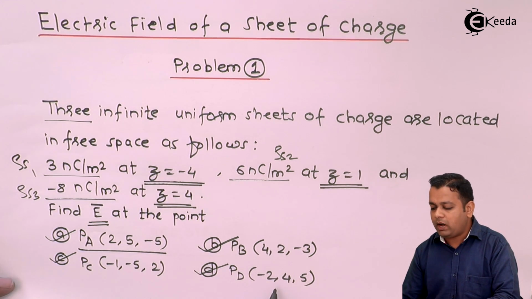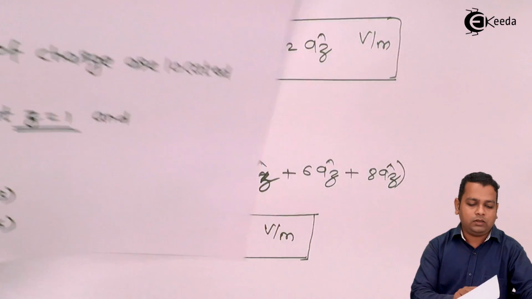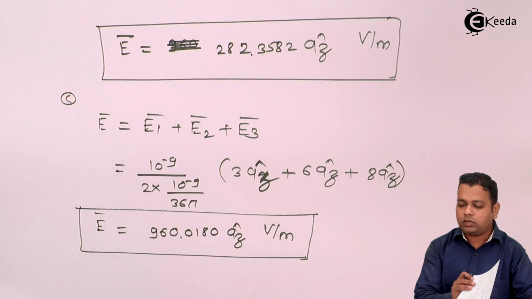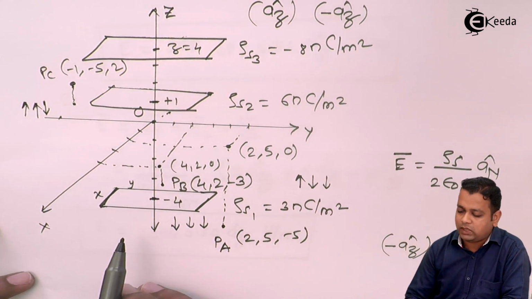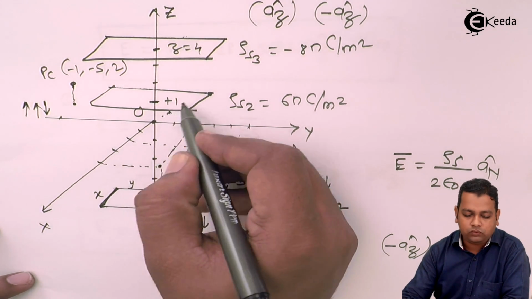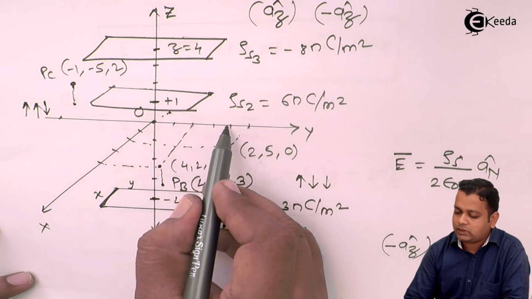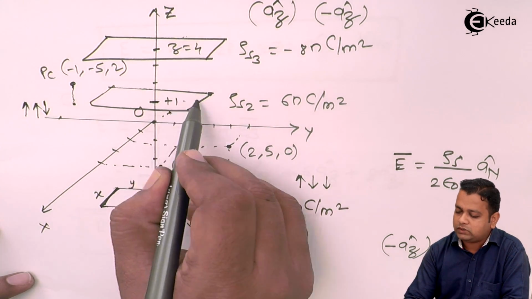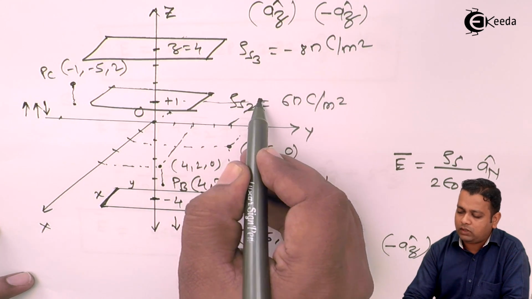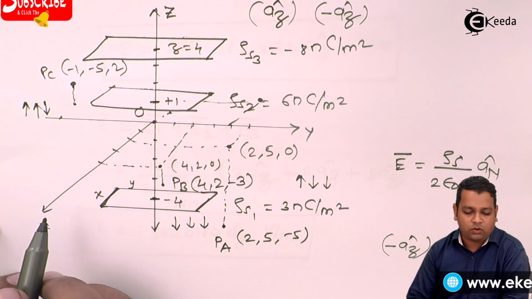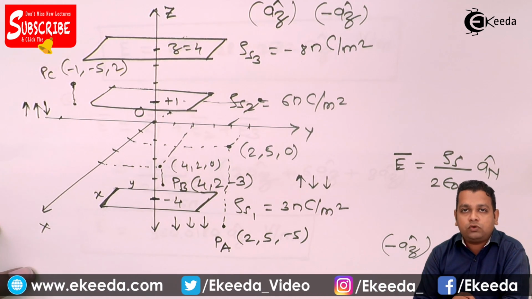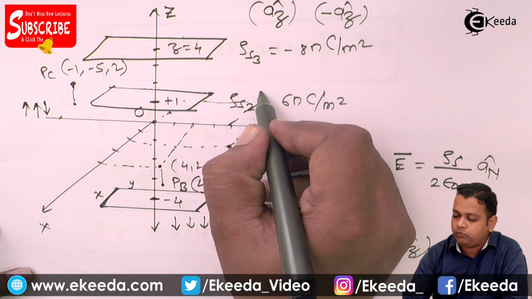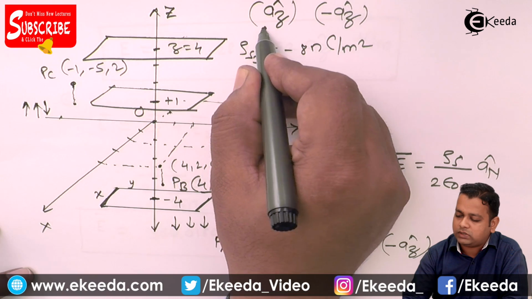Now the last portion of this problem is PD. The coordinates are -2, 4, 5. So again we plot that point in this diagram. The coordinates are -2 units on the x-axis, then 4 units on the y-axis. Okay, the intersection we can have somewhere here. The diagram has become more complex. Now the z coordinate is important to us. Z is equal to 5. So I have to lift this point by 5 units.